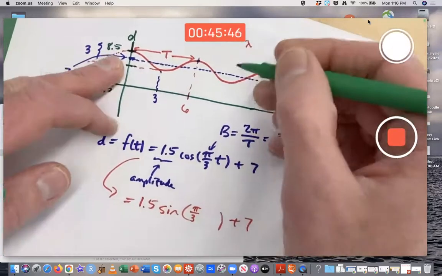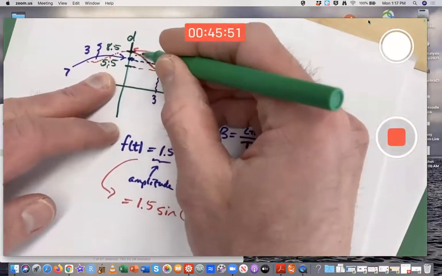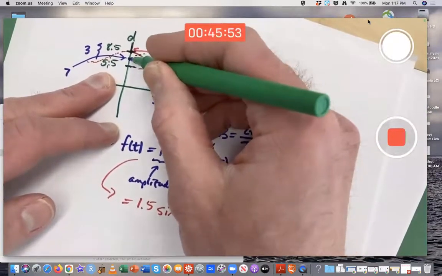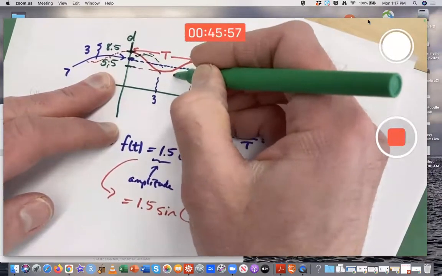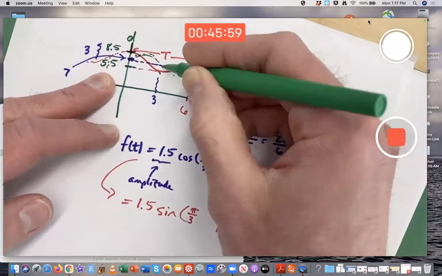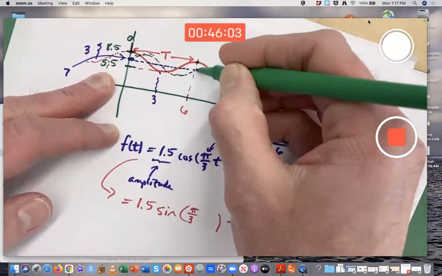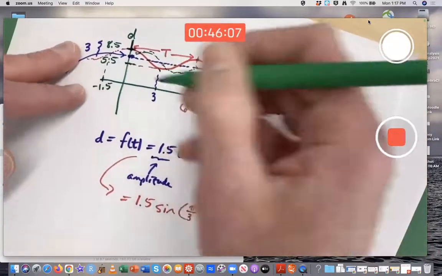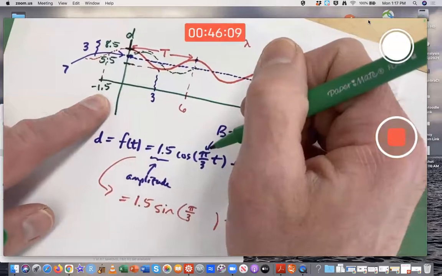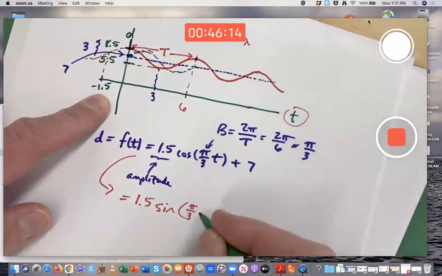But I want the graph of this function. So I want to take a sine graph that would look like this and actually shift it to the left by 1.5 units. If I just had a sine pi over 3 times t, the graph would look like what I'm drawing here in green. That graph, to match the red graph, needs to get shifted to the left by 1.5 units. And if you recall from your content about horizontal shifts, that means replace t with t plus 1.5.